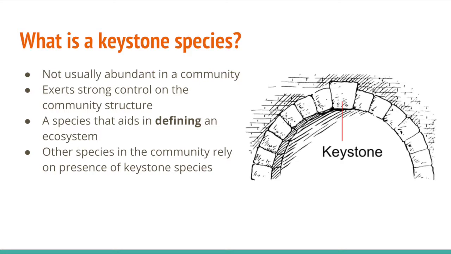within the ecosystem. Featured to the right is an arch with a large trapezoid-shaped stone in the middle. This stone is called the keystone piece. This is because the surrounding pieces depend on the presence of the keystone piece to maintain the integrity and structure of the arch, much like a keystone species is needed to maintain the community structure of an ecosystem.